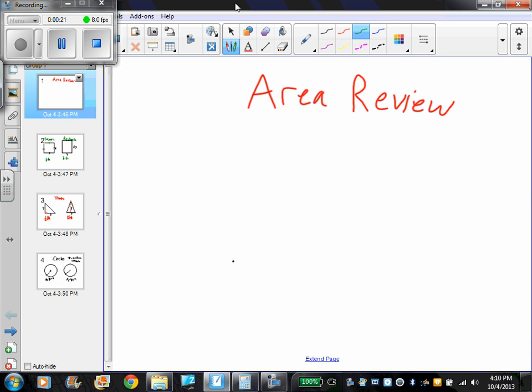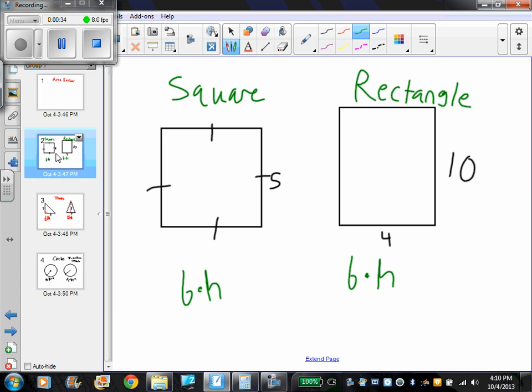So here we go. You've probably seen all of these shapes before, and you might have even seen all of these formulas before. But what we're going to do is just go over them briefly so that you have a little chance to remember how to do them. Starting with squares and rectangles.